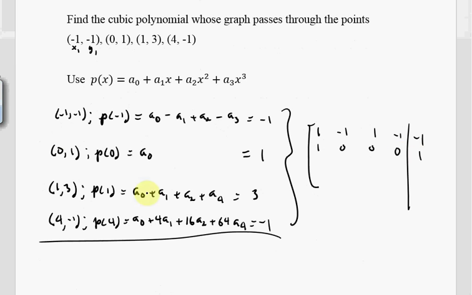The next one, all the coefficients are 1, and that's equal to 3. And the last one, we get 0, the coefficient is 1, is a sub 0, and then this is 4, 16, 64, and -1. Any questions there? So now we solve this guy.